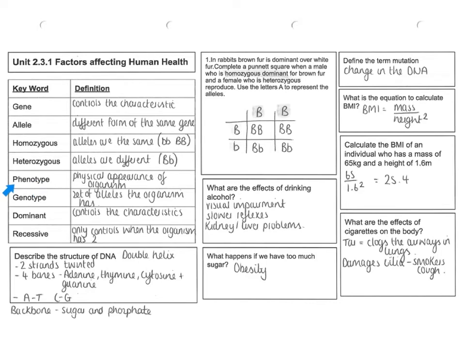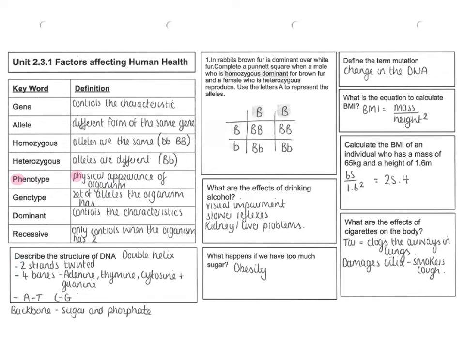The phenotype is the physical appearance of an organism, and the easiest way to remember it is phenotype, P-H, physical appearance, P-H. The genotype is the set of alleles the organism has. The dominant characteristic is the one that controls, and the recessive will only control when the organism has two.